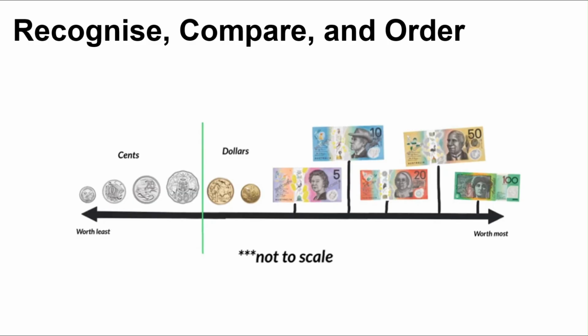And then we can also identify misconceptions. So for example, even though 50 cents is the largest, it's not worth more than a $2 coin. $2 is worth 200 cents.